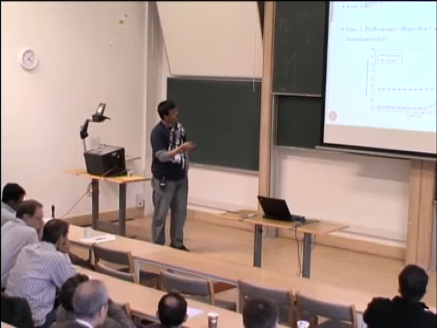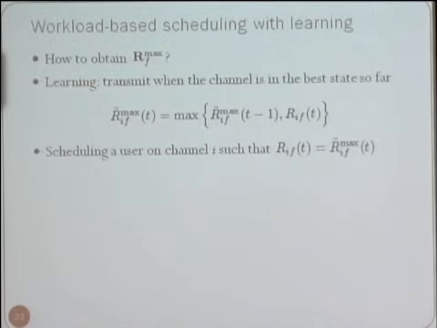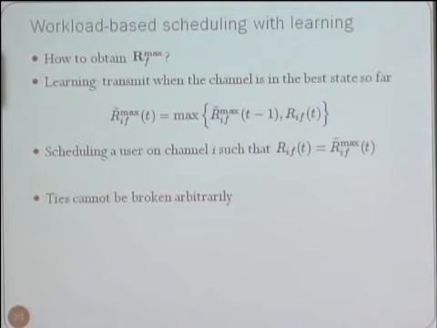So there are 2 issues here. One is not knowing the Rmax, and the other one is performance. Not knowing Rmax is not a major issue. What you do is, for each flow, just remember the best channel state that you have seen so far. Ultimately, you're going to see the best channel state that a user has seen. From a purely stability point of view, not knowing Rmax is not a major issue. The only thing is that ties cannot be broken arbitrarily.